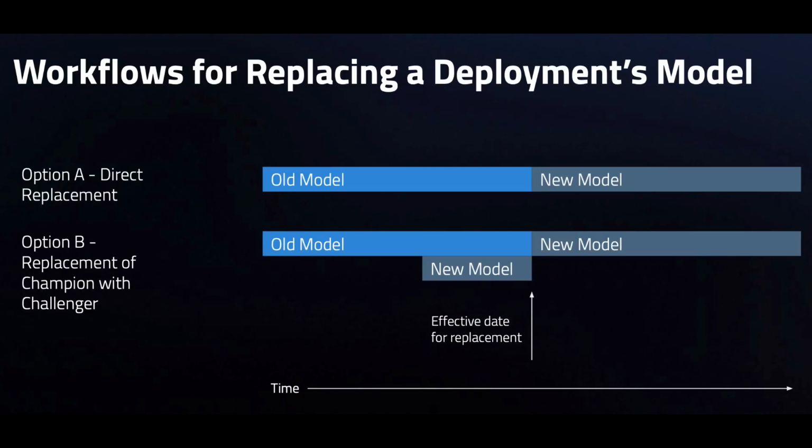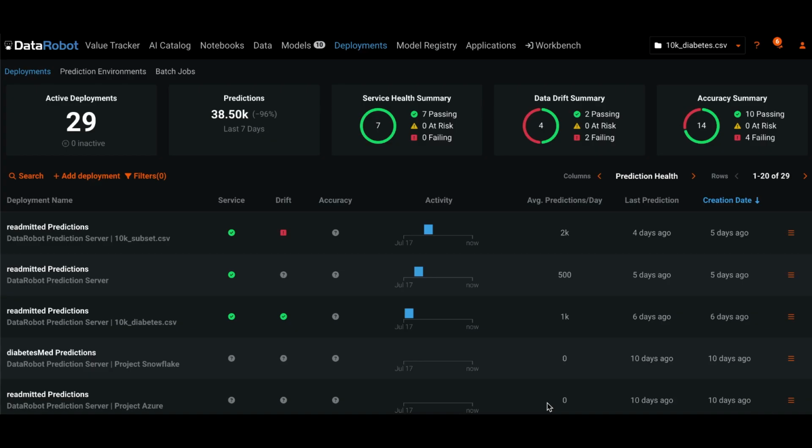With DataRobot, users have the option of either direct replacement with a new model or replacement with a challenger model after its performance has been tested for a while. Now let us see how we can replace the champion model within a deployment.